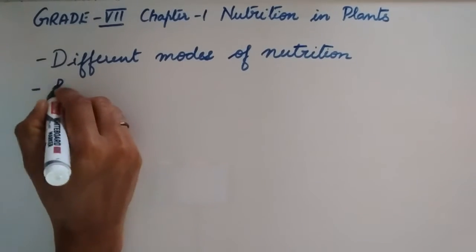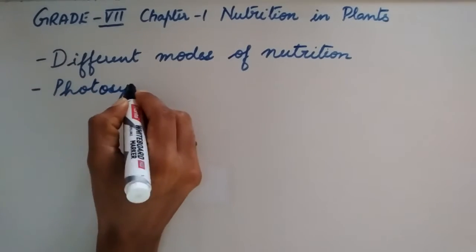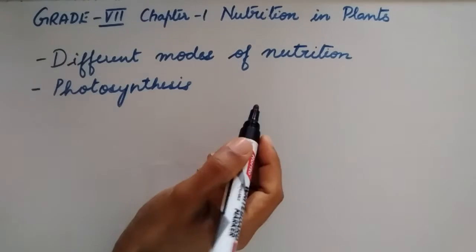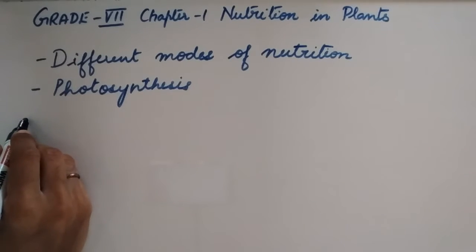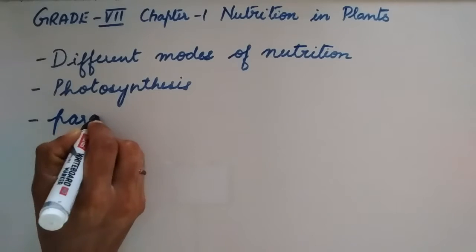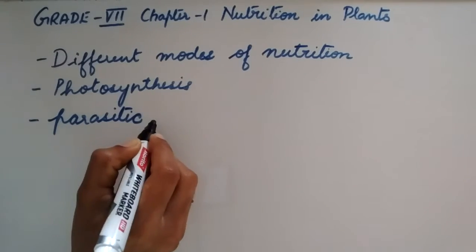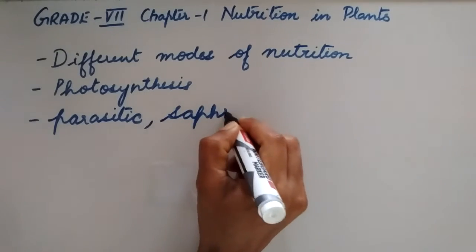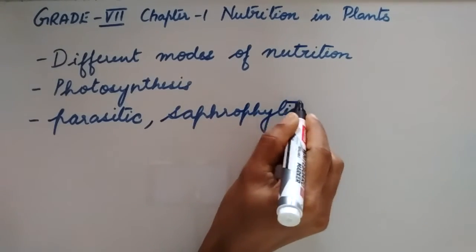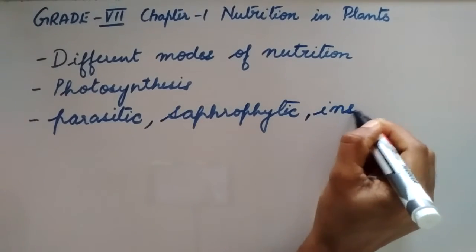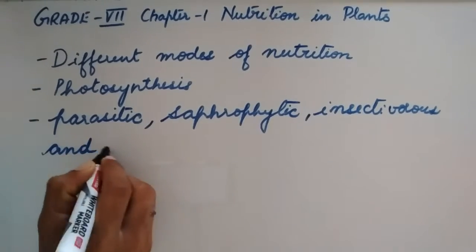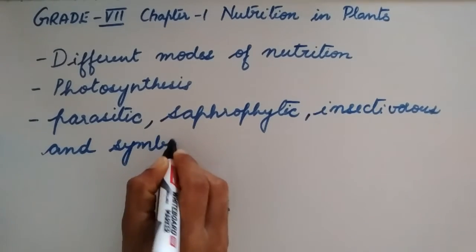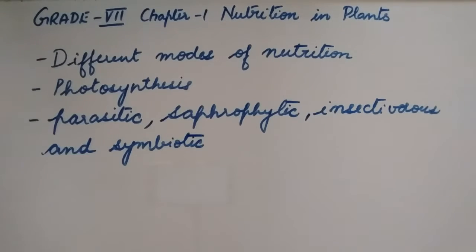We will study the process of photosynthesis, the materials required and the products formed, and then we will learn about the other modes of nutrition in plants such as parasitic nutrition, saprophytic nutrition, insectivorous nutrition, and symbiotic nutrition. Let us begin.